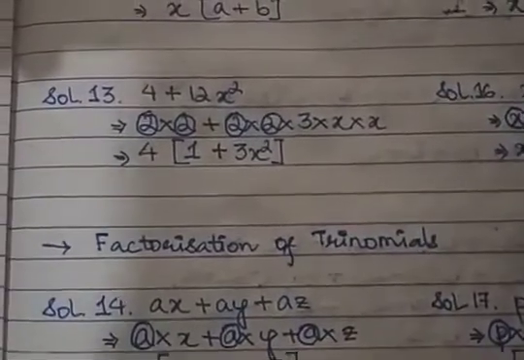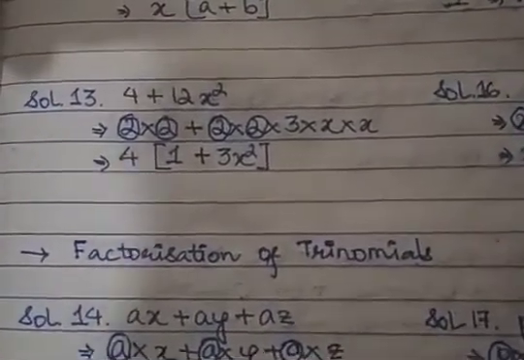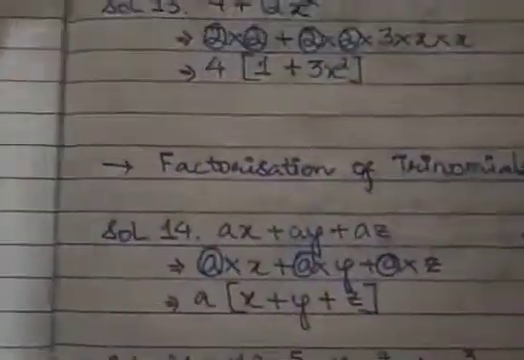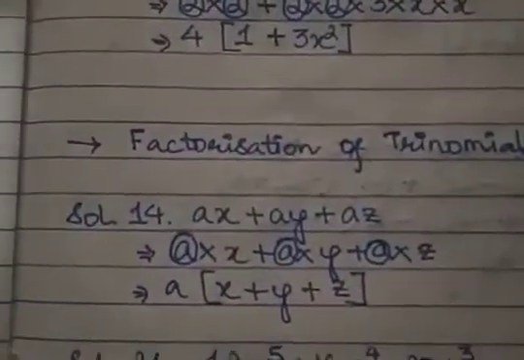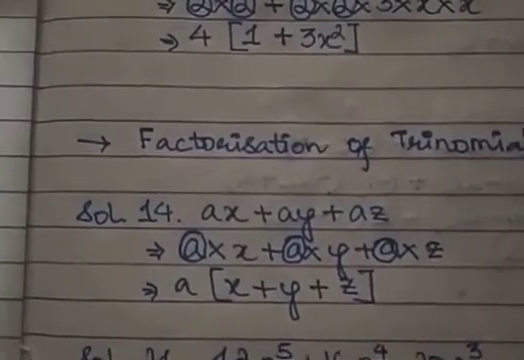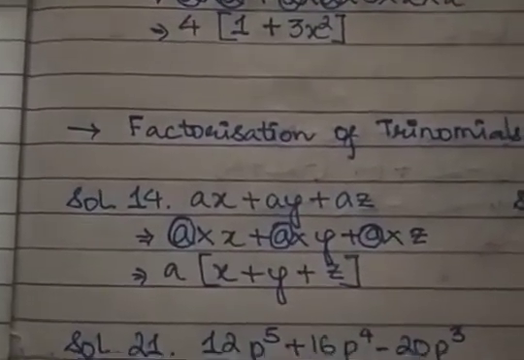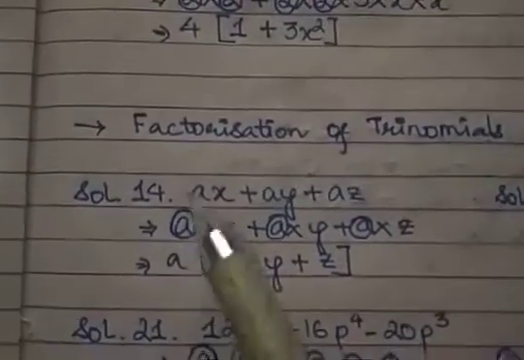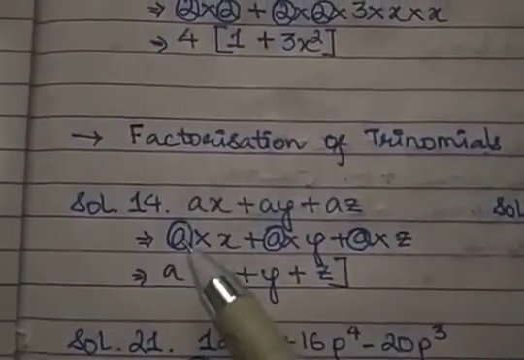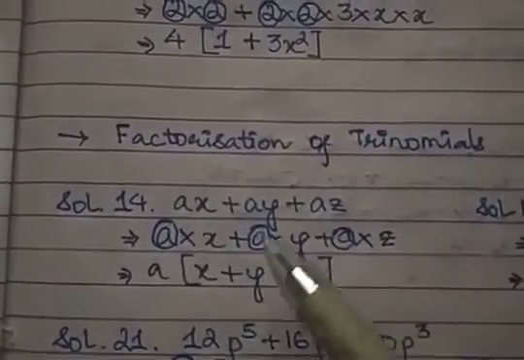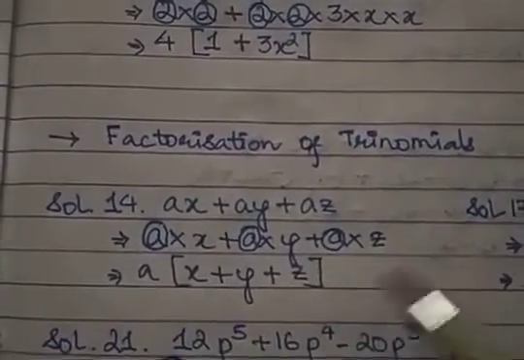Now, trinomials means 3 terms, isn't it? So let's go with the factorization of trinomials. For question number 14, what we have here is ax plus ay plus az. Now, the first term of the trinomial I have expressed in terms of factors: a into x, the second term as well, a into y, third term as well, a into z.